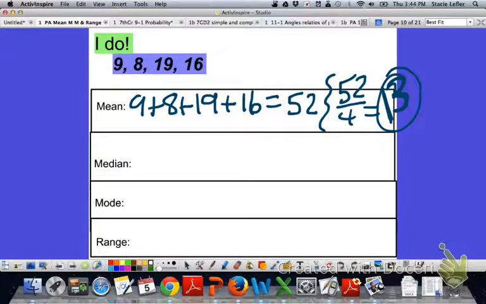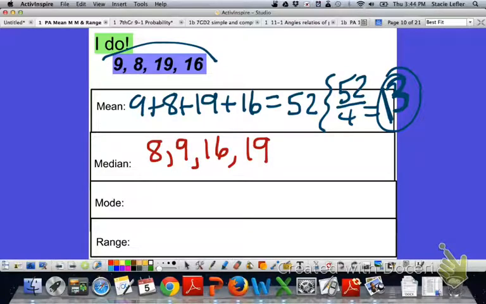So just to go over it one more time, I'll do this one. Here, to find the mean, we add then divide for the mean. The sum is 52, divided by 4, because there's 4 in the data, is 13. This one's a little bit different than the last one because we have 4 numbers. So when we cross off from both ends, we end up with 2 in the middle. So we need to find the average of those 2.